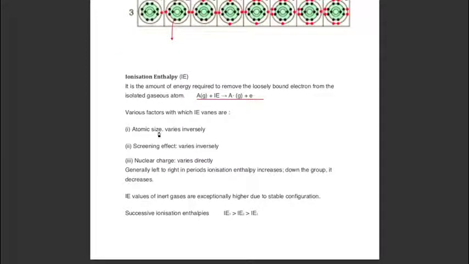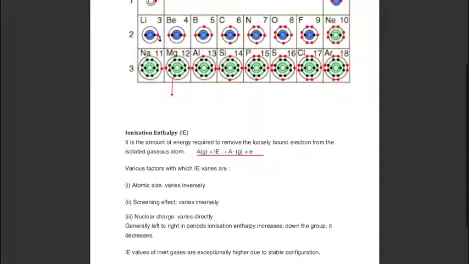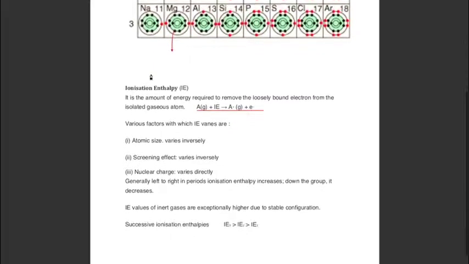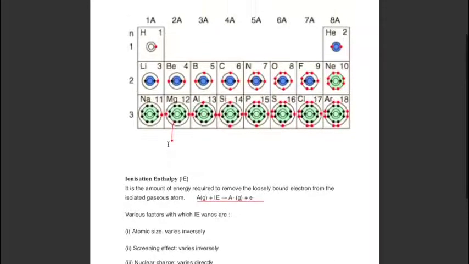So ionization enthalpy varies inversely with atomic size. In general, from left to right, ionization enthalpy increases, and from top to bottom in a group, as size increases, ionization enthalpy decreases. Okay. Now the second factor is screening effect. Ionization enthalpy also varies inversely with screening effect. Now what is screening effect?